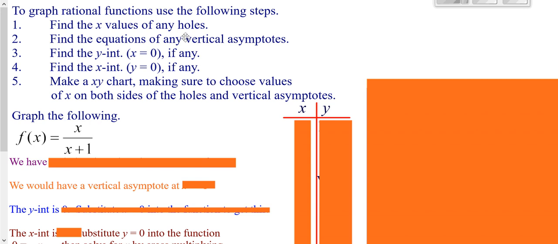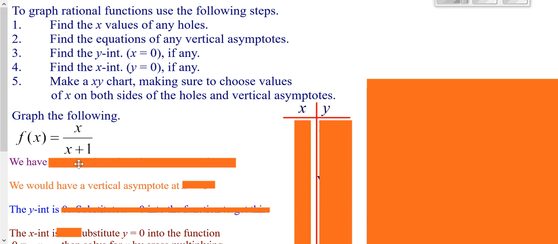First of all, look for any holes. Look for vertical asymptotes. Find your y-intercept, and that's when x is 0, because you're not left and right at all. Find your x-intercept, which is when y is 0, because you're not up and down at all. And then make a t-chart, choosing at least 3 numbers on each side of any holes and vertical asymptotes.